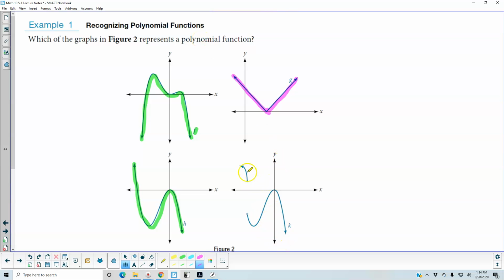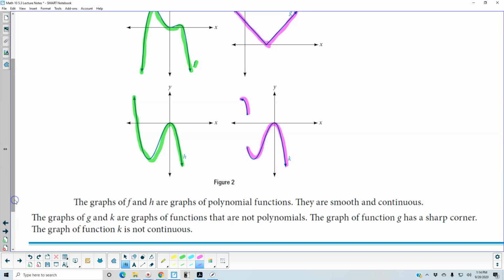And then the last one here, k, okay, if I start in that direction, then there's a break, and then I start from here, okay, this does not represent a continuous function, which means it's not a polynomial function. So again, the graphs of f and h are graphs of polynomial functions because they are smooth and continuous. Okay, and now the graphs of g and k are graphs of functions that are not polynomials.